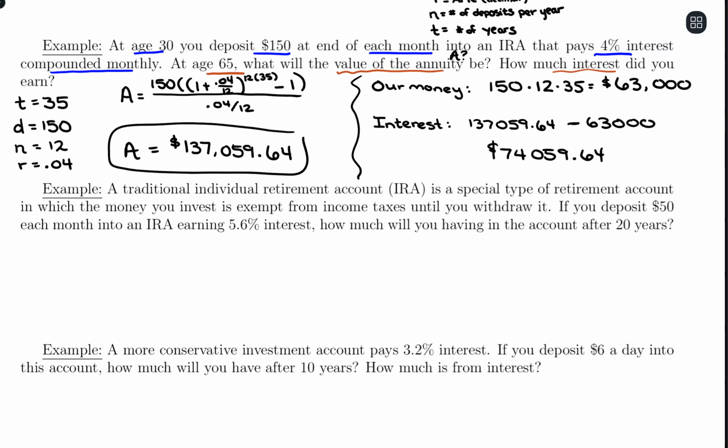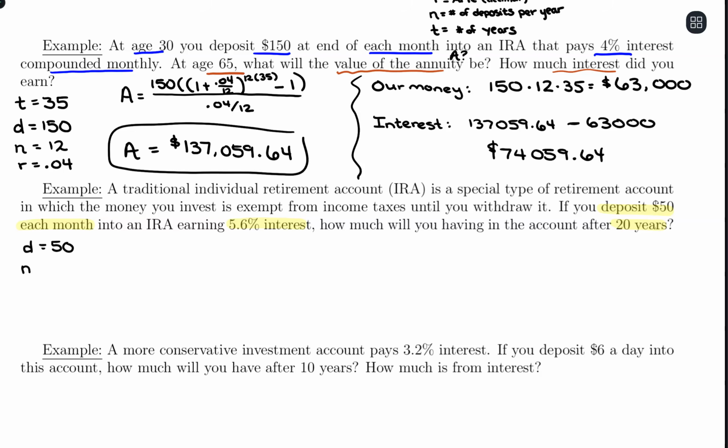Okay, let's look at this next one. We have a traditional IRA is a special type of retirement account in which the money you invest is exempt from income taxes until you withdraw it. If you deposit $50 each month into an IRA earning 5.6% interest, how much will you have in the account after 20 years? Okay, deposit amount, so D is going to be 50.